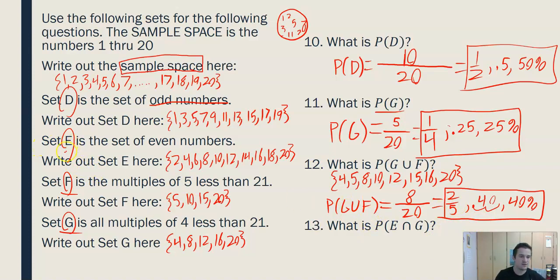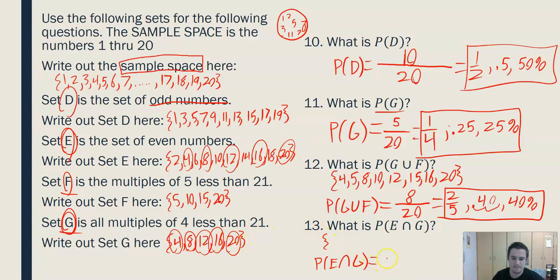Last one, number 13 says, what is the probability of E intersect G? So here's set E, here's set G. Well, E intersect G means all the elements that are in both set E and set G. So let's list all those elements. Let's see, I have a 4 in both of these sets. I have an 8 in both of these sets. I have a 12 in both of these sets, a 16 in both of these sets, and a 20 in both of these sets.